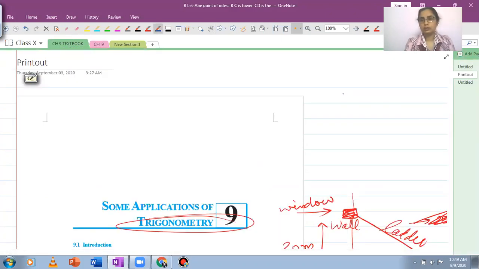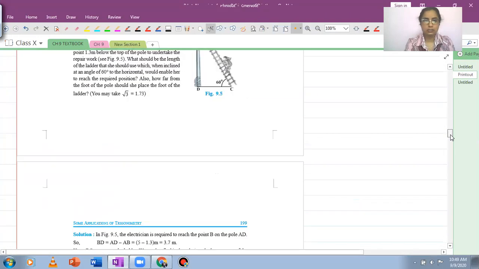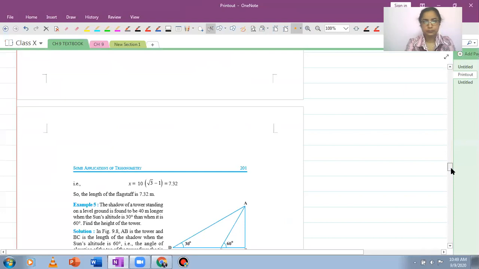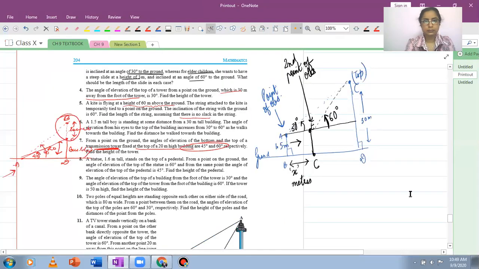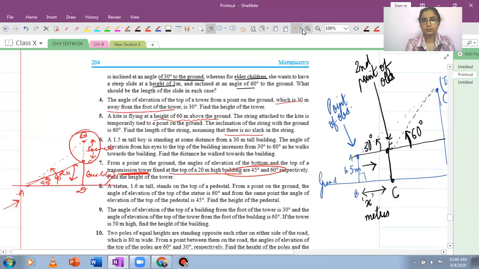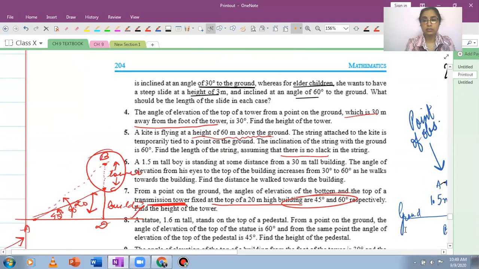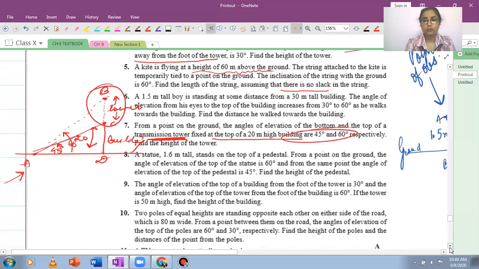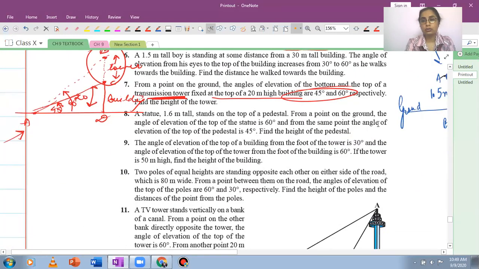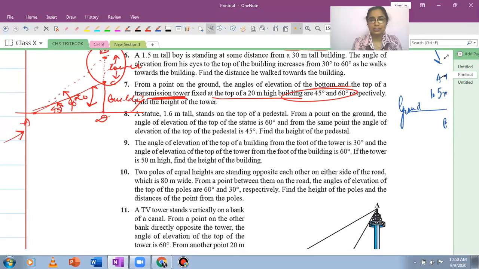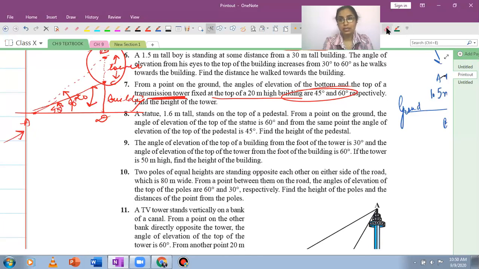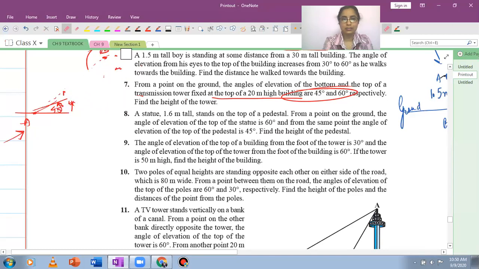All right. The next question that we have is question number 8. A statue 1.6 meter tall stands on the top of a pedestal. From a point on the ground, the angle of elevation of the top of the statue is 60 degrees, and from the same point, the angle of elevation of the top of the pedestal is 45 degrees. Find the height of the pedestal.